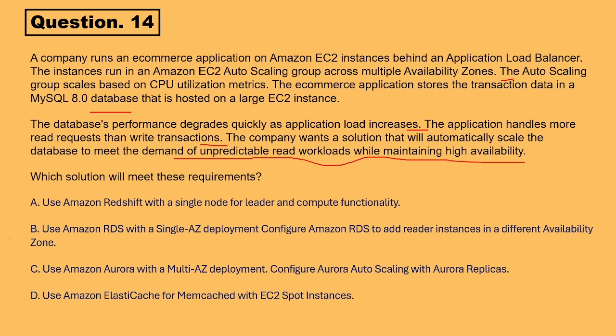Okay, now let me reveal the correct answer. The correct answer here will be option C. Use Amazon Aurora with a Multi-AZ deployment. Configure Aurora Auto Scaling with Aurora Replicas. Because whenever unpredictable read workload with maintaining high availability is the requirement, Amazon Aurora with Multi-AZ deployment and Auto Scaling with Aurora read replicas will be the correct answer.